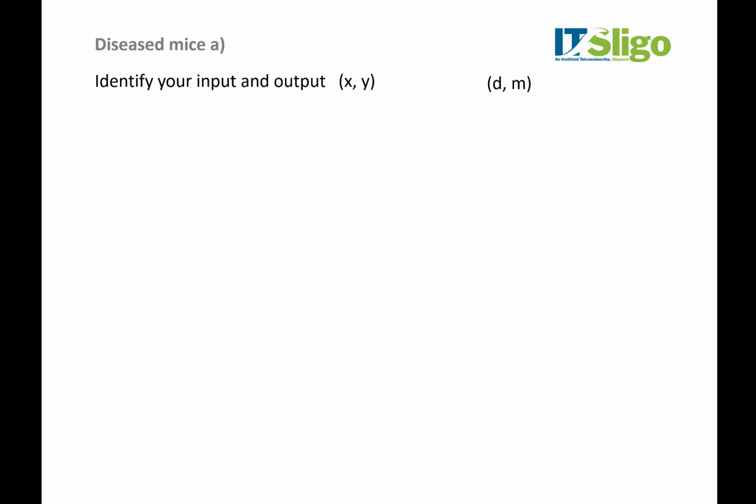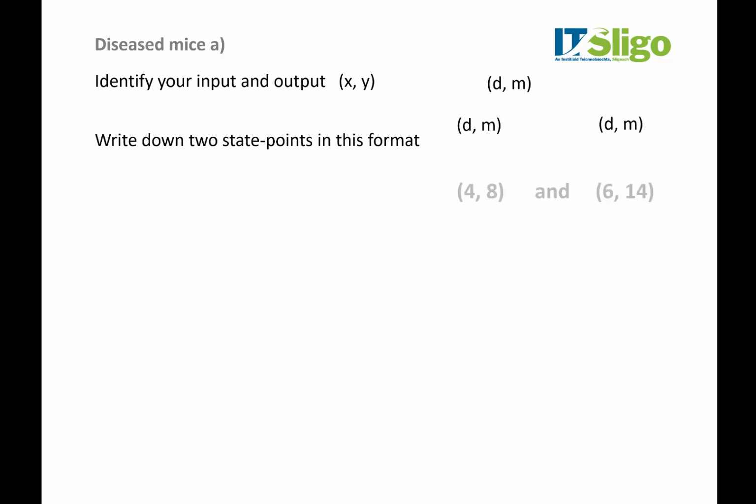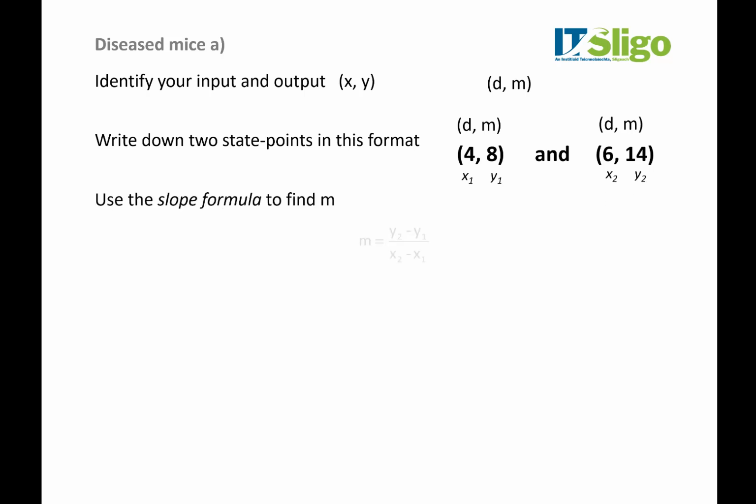That's just what I have here. Write down the 2 state points in this format. Well, after 4 days there was 8 diseased mice. After 6 days there was 14 diseased mice. And once you're there, guys, off you go. Same process. Get the slope, feed this new slope value and one of these points into the other formula, and our answer will appear. Here is our slope formula.